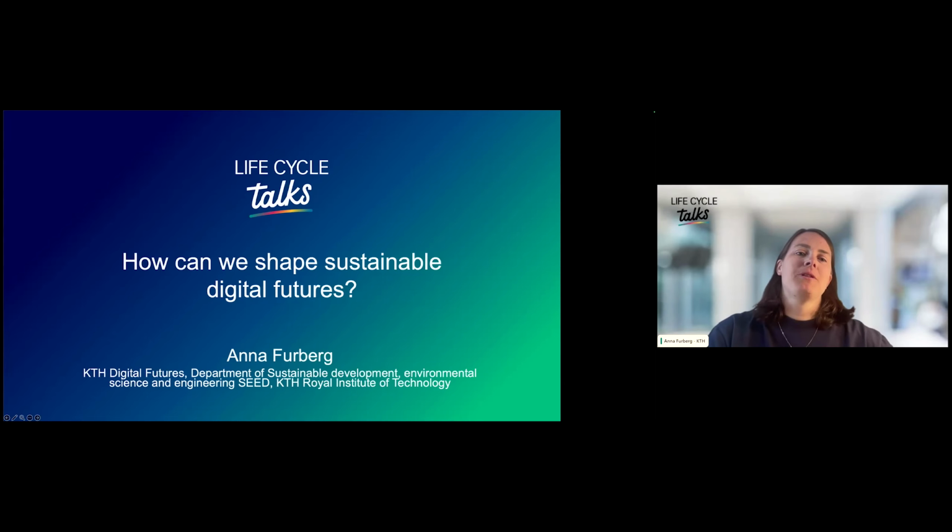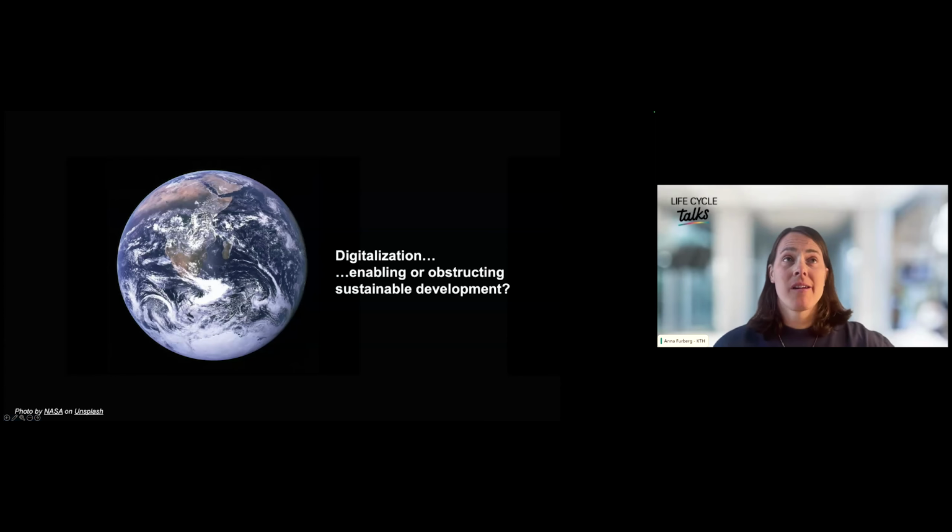So, how can we shape sustainable digital futures? There are high hopes that digital technologies will contribute in solving some of the critical challenges that society faces today. And digital transformation is really changing core economic sectors like transport, energy, buildings. We can have process optimizations where you increase energy efficiency or replace physical products and thus potentially reduce resource use.